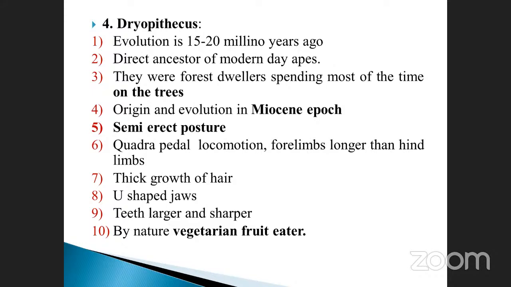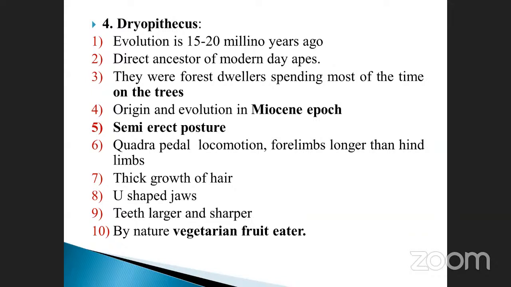Erect posture or semi-erect posture. U-shaped jaws. But it is a vegetarian and fruit eater. Sometimes they ask the question as Dryopithecus is not a vegetarian or fruit eater. Like that, they may ask true or false or match the following. This is very, very important.